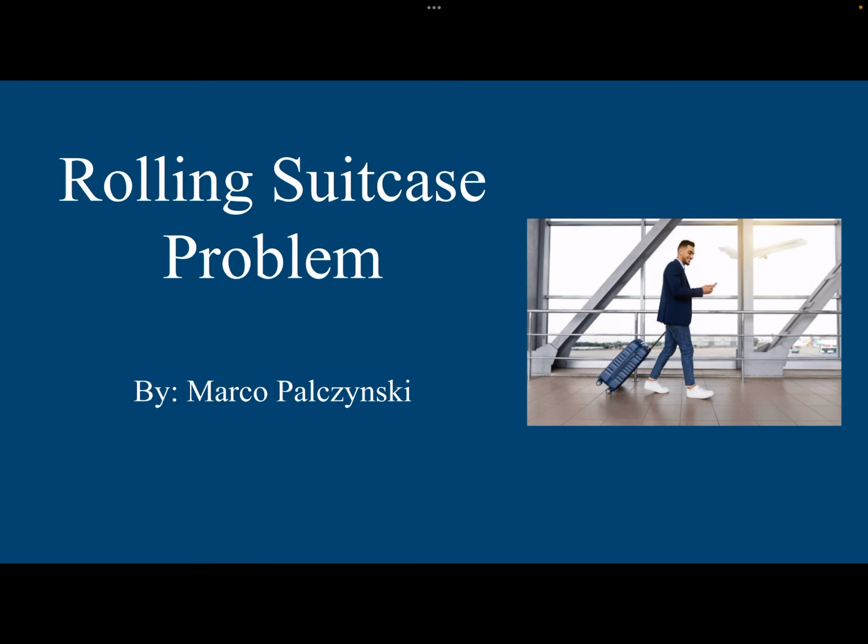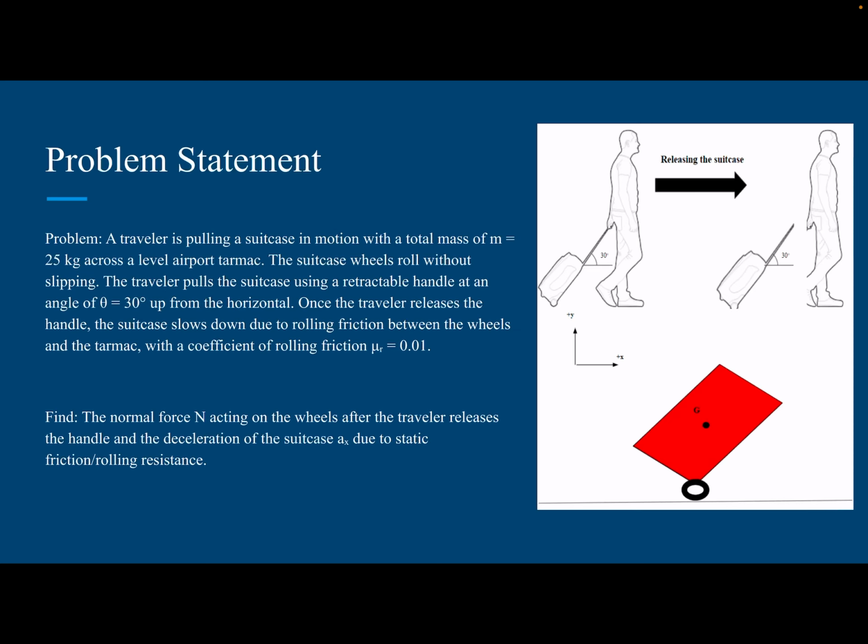Hello, and in today's video, we'll be going over my rolling suitcase problem by Palczynski. For this problem statement, a traveler is pulling a suitcase in motion with a total mass of m equals 25 kilograms across a level airport tarmac. The suitcase's wheels roll without slipping.